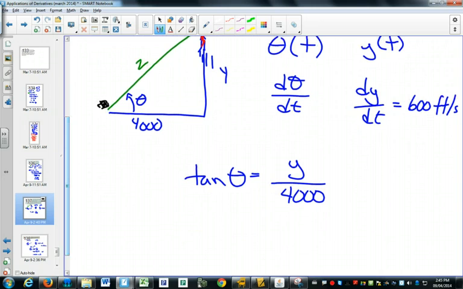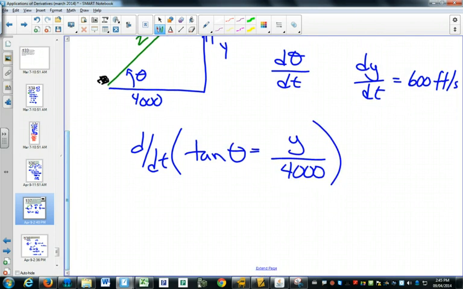Now, we need to take the derivative of this with respect to time. What's the derivative of tan? Negative cosecant squared. Nope. Cosecant squared. Secant squared. Wait. Secant squared. Yay. So secant squared. So for your quiz tomorrow, make sure you know all the derivatives of sine, cos, tan, secant. Okay. Secant squared theta is the derivative of tan. Then it's a chain rule.